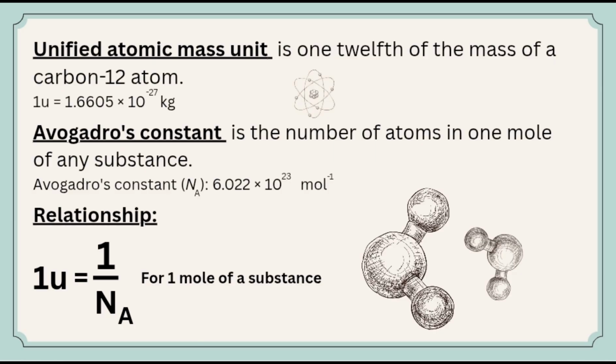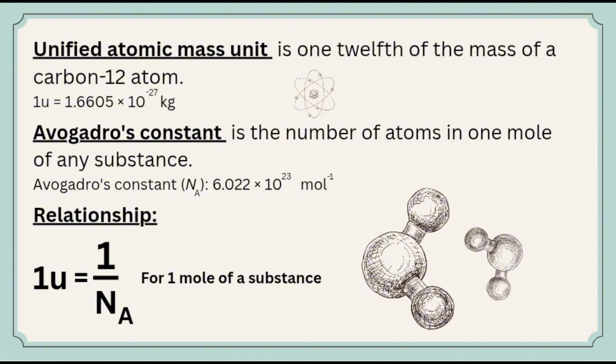Alright, let's start with unified atomic mass unit. Unified atomic mass unit is 1/12 of the mass of the carbon-12 atom. The value of 1 u is equivalent to 1.6605 times 10 to the power of negative 27 kilogram.